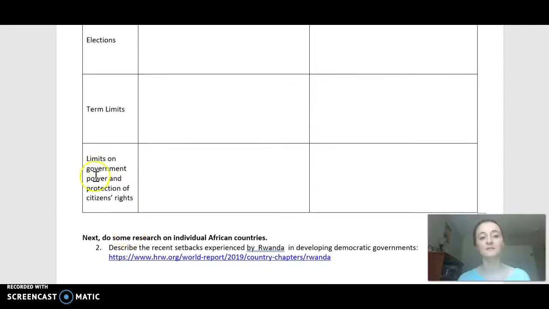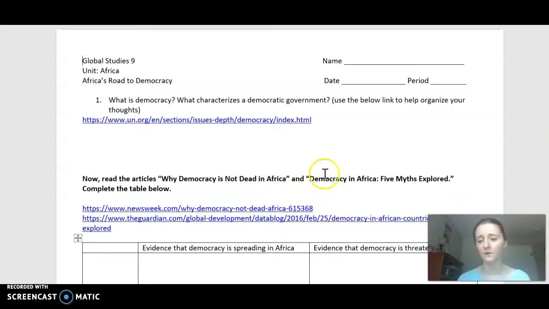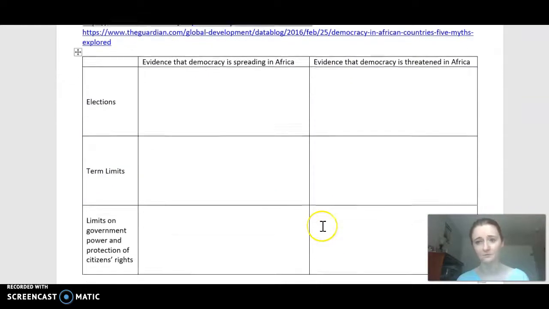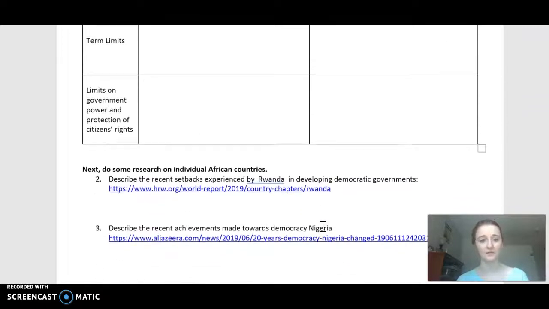Okay. Then the last one is the limits on government power and protection of citizens' rights. So you're looking for examples of improvement for government helping people as far as their rights are concerned, and then threatening. So what are some examples of the government taking away people's rights? And again, those two links will totally help you out here and get you that information.